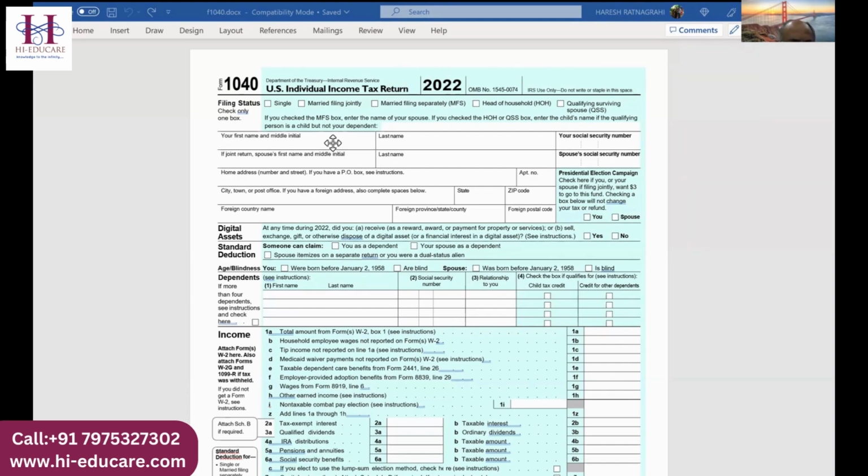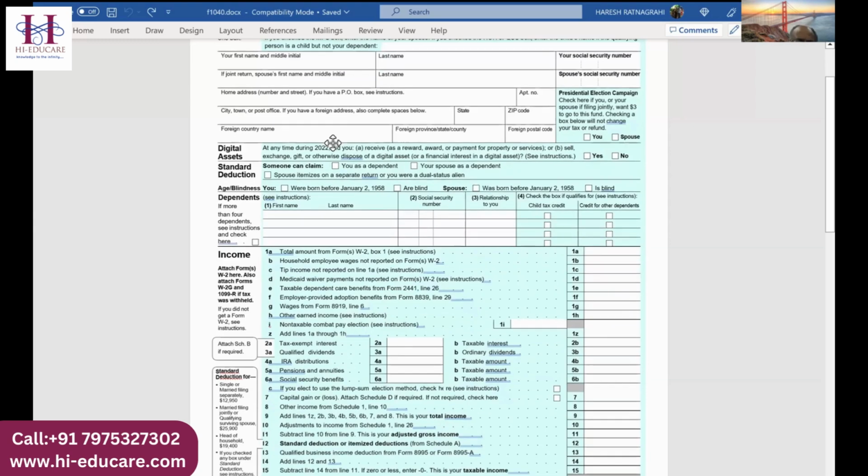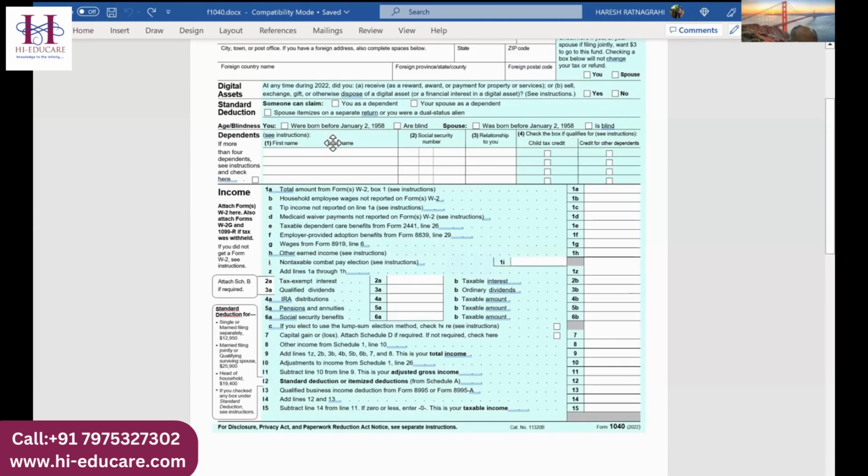If you see the income, I'll cover the dependent portion and the tax credit later. But if you see the income, because here our focus is income. Income is the total amount from Form W2. So W2 is like Form 16 in India. You can see that the W2 form you will get from your employer and you have to file it.